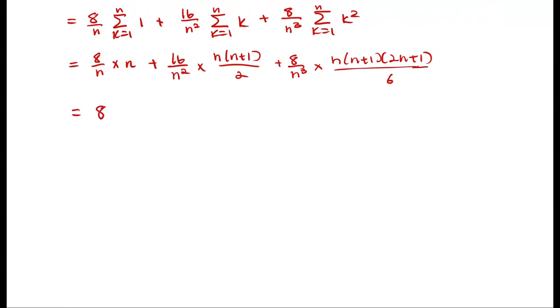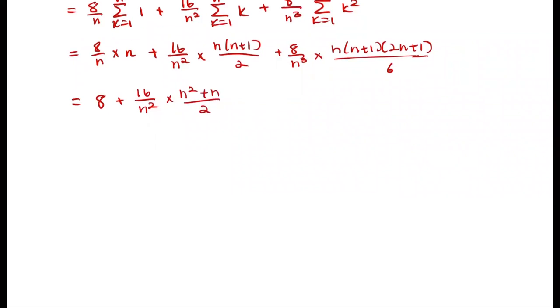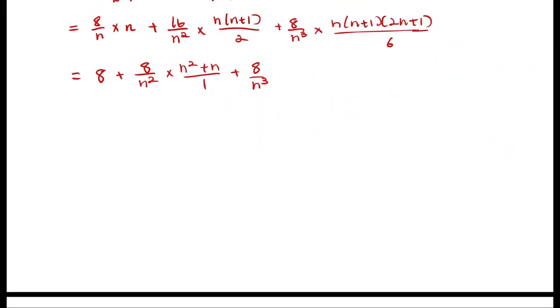By expanding the first one, we get 16 divided by n squared, multiplied by n squared plus n, divided by 2, and then 8 over n cubed. Actually, I'm going to factor out the 8 here, or the 2, so that this becomes 8 and 1. This one becomes 4 over 3. And we would just have 2n cubed plus 3n squared plus n, right?